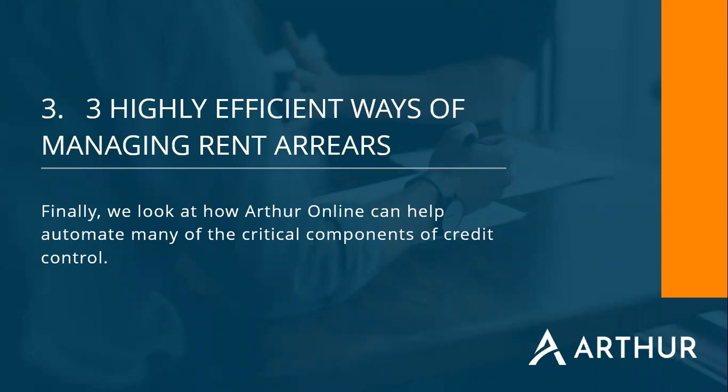Arthur Online automation has 2 components. Part 1 is a trigger. We've got to create a rule or a trigger which determines the point at which an action will take place.